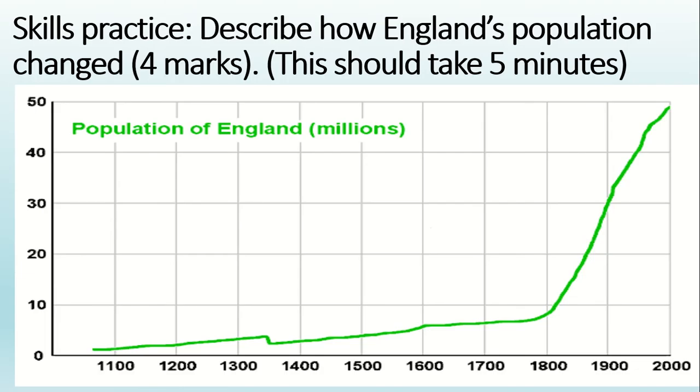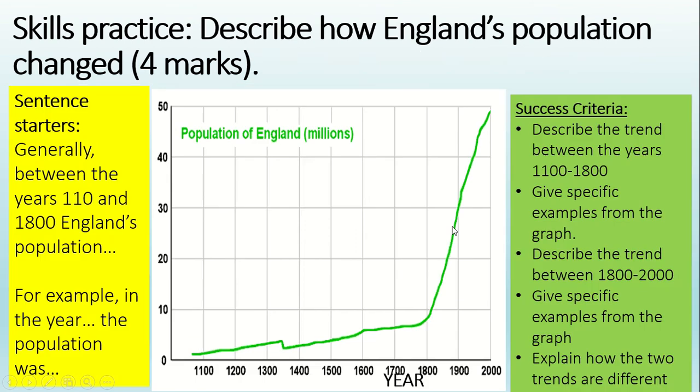So we're going to practice this skill one more time. I'd like you now to describe how England's population changed. This is exactly the same style as last lesson, exactly the same type of line graph. We've got millions here on the left, and we've got the years, 1100 to 2000 here along the bottom. This should take about 5 minutes.